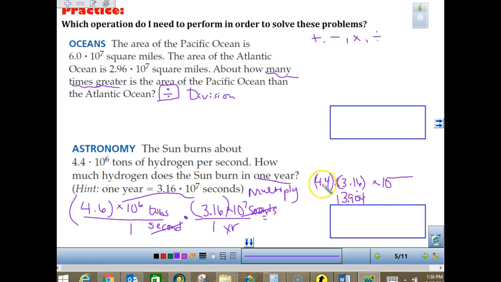What are we doing with our exponents? When we multiply, what are we doing with our exponents? 6 plus 7, right? So I have 13.904 times 10 to the 13th. If you leave this, I have to mark it wrong. Ellen, first number has to be what? Okay, so I want 1.3904.